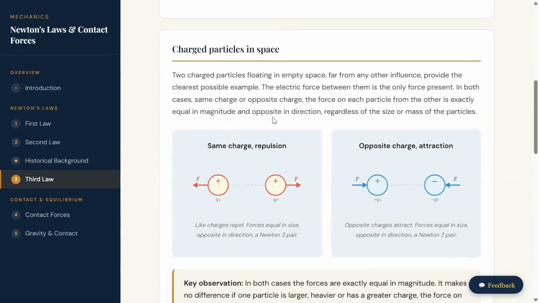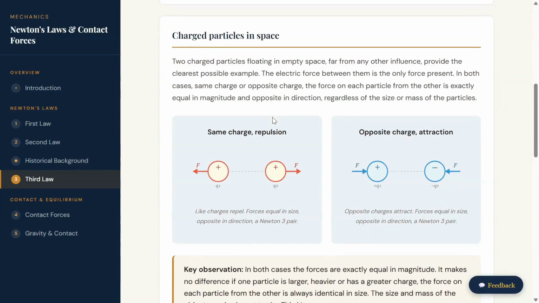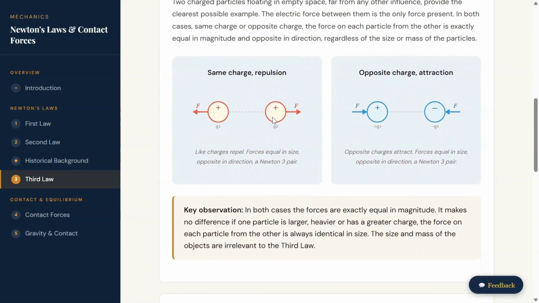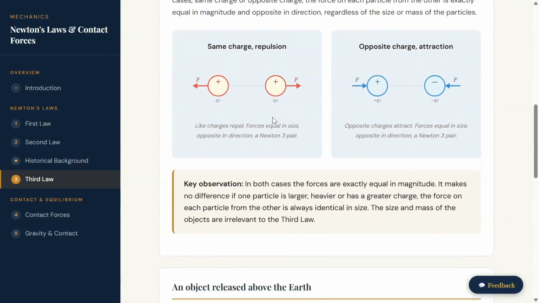And then there's some examples of the effect of charge and the forces it generates between 2 objects which are relatively close to each other, whether the charges, the electrical charges, are the same or different.